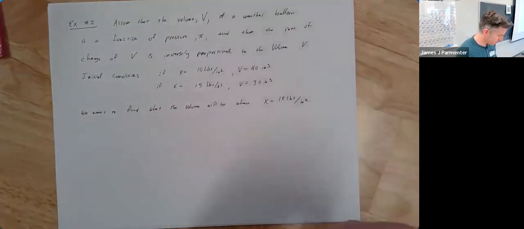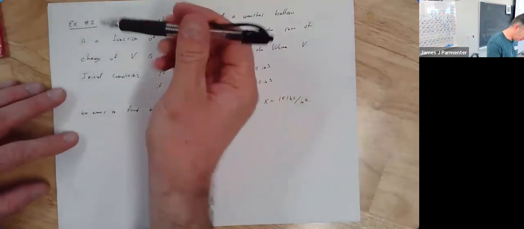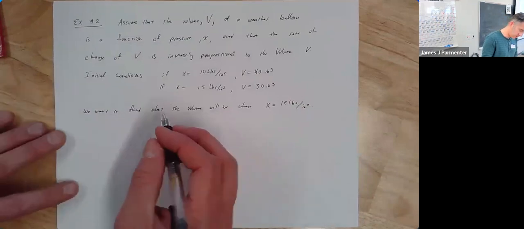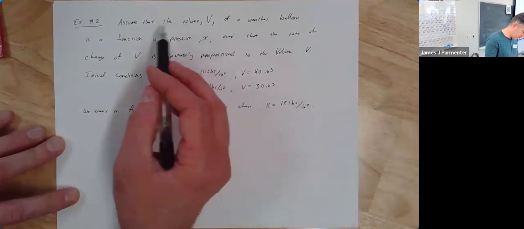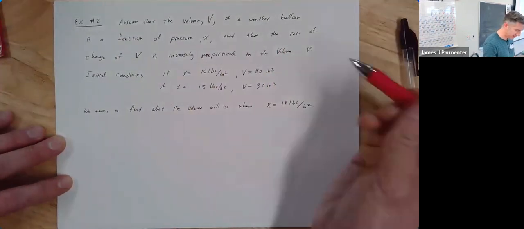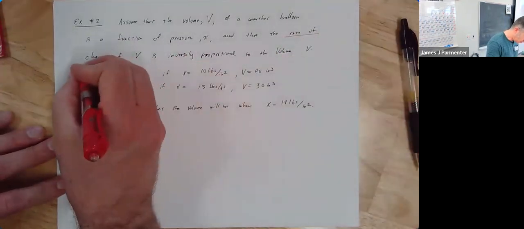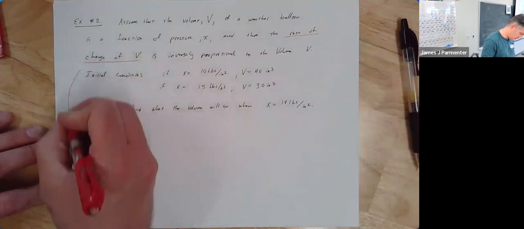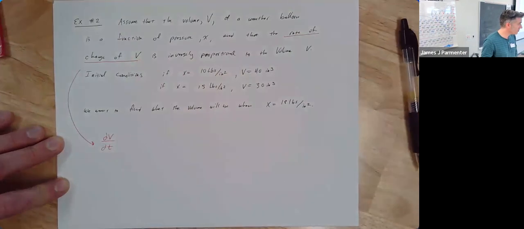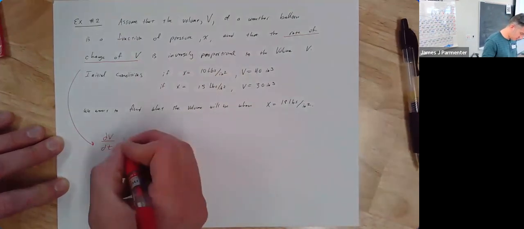Okay, same sort of deal. We're going to first write the differential equation, then we're going to solve it. So my differential equation: the rate of change, somewhere someone has to say something about a rate of change. The rate of change of volume, that's going to be dV dt, is inversely proportional to the volume.